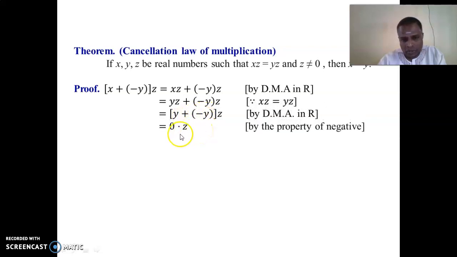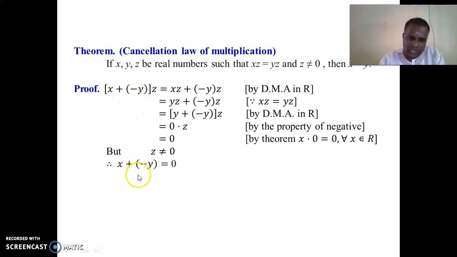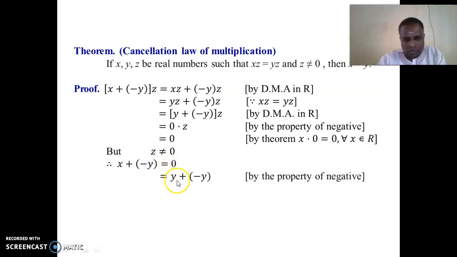So this becomes 0. You just watch here: x plus minus y, times z, equals 0. This result becomes 0, but we already took z not equal to 0. So x plus minus y is 0. We write 0 as y plus minus y. Now we apply the right cancellation law of addition. So x equals y. Hence the result, cancellation of multiplication.